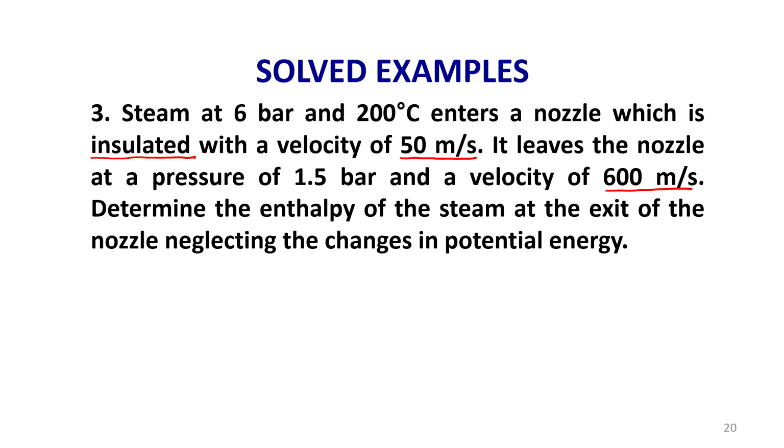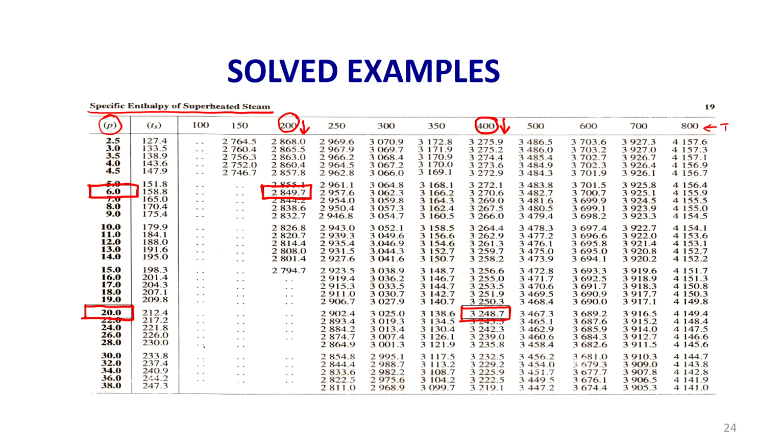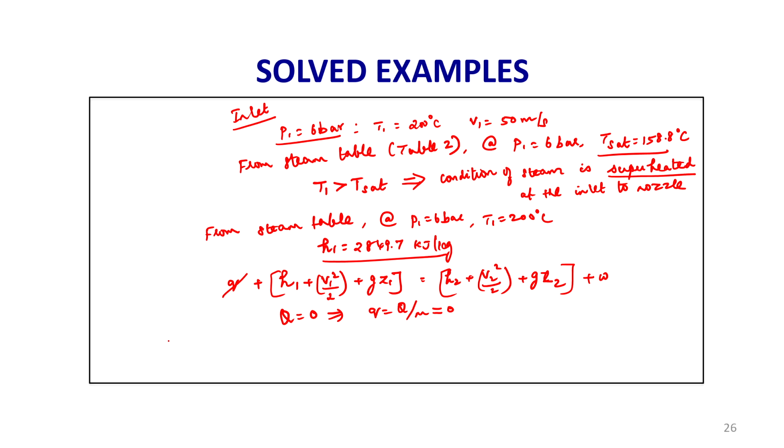Next, if you look at the problem, neglecting the changes in potential energy. That means delta PE is equal to g into Z2, final potential energy, minus initial potential energy. So, this is equal to g into Z2 minus Z1, which is equal to 0. So, this term and this term will get cancelled.